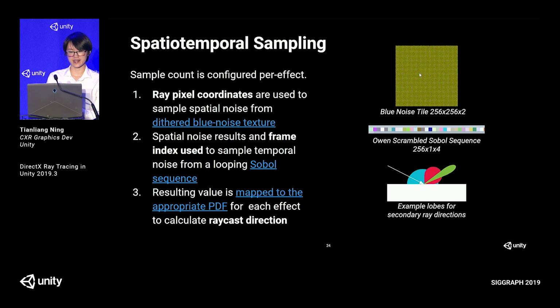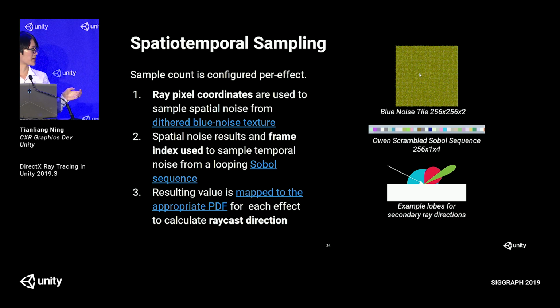So in order to get all these effects running at a reasonable speed, we need to get clever about sampling. Matt Farr has a fantastic talk on the subject of sampling for path tracing, but the gist is that you want to choose samples in a way that minimizes variance so that we can construct as consistent an image as possible from as few samples as possible. This is how HDRP does that. It uses the ray pixel coordinates for the given ray to sample spatial noise from a dithered blue noise texture, where blue noise is just a type of noise that's been designed to have less variance. The result of that sample is combined with the frame index in order to sample temporal noise from a looping Sobol sequence. And then the output of that is mapped to the appropriate probability distribution function for each effect, represented on the right by the blue, red, and green lobes, in order to sample a raycast direction.